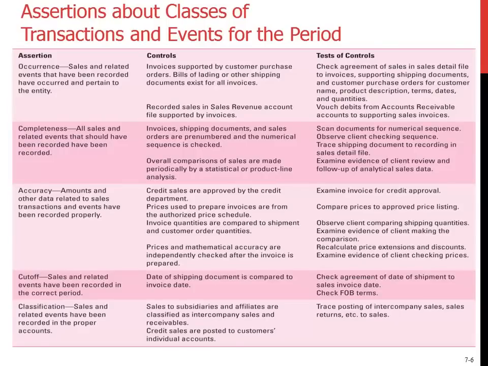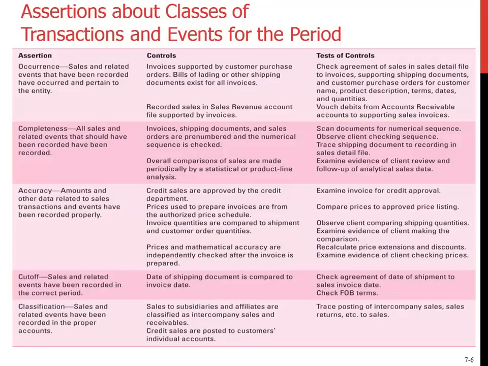As I told you, assertions never go away. The assertions are the same regardless, and now we're going to apply them to the sales and collection cycle. Again, we have assertions about transactions and events, assertions about account balances, and assertions about presentation and disclosure. Here are all of our assertions: occurrence, completeness, accuracy, cutoff, classification. With occurrence, what we're interested in is ensuring that sales are not overstated. So the auditor is looking to see that sales that have been recorded actually occurred.